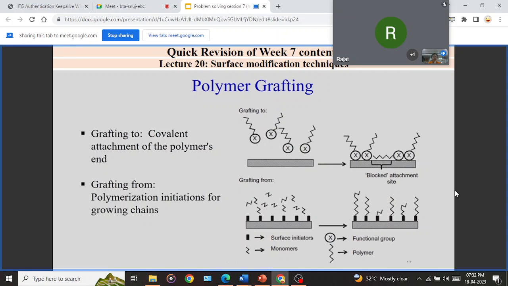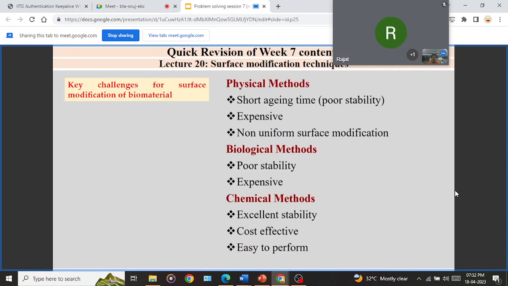So in case of grafting to, there will be a covalent attachment of the polymer's end. Again, in case of grafting from, polymerization initiation will occur for the growing of the chains. Polymer brush coatings, as we already discussed, are basically made by polymer grafting, right? So moving on, what are the key challenges for the surface modification of biomaterials?